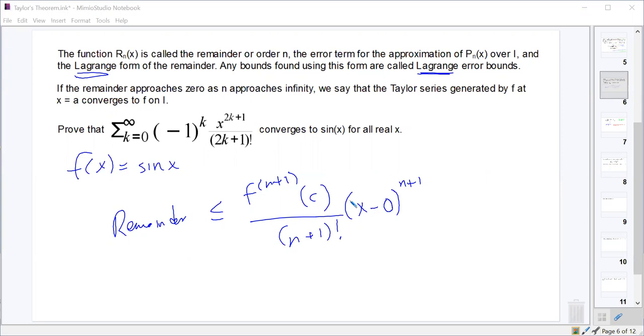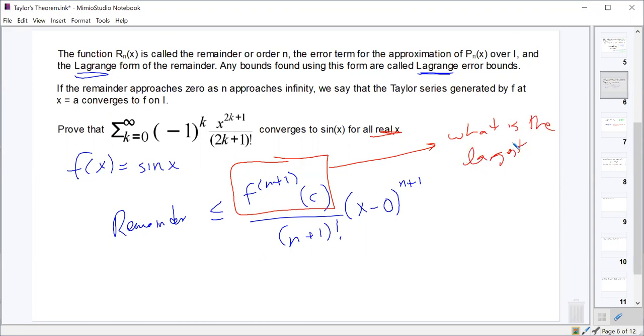But the thing that we have to focus on and worry about here is this. This is the next derivative of our function, evaluated at some value c on the interval that we're looking at. And our interval that we are hoping that this converges for is all real numbers. So what we have to do is think about what is the largest possible value of this. What is our largest possible value of the n plus first derivative of sine x at some value c?